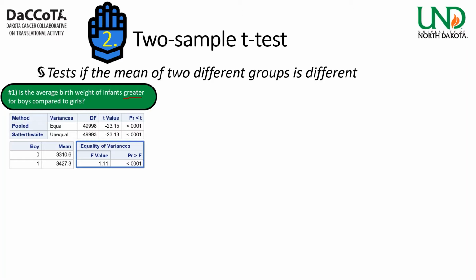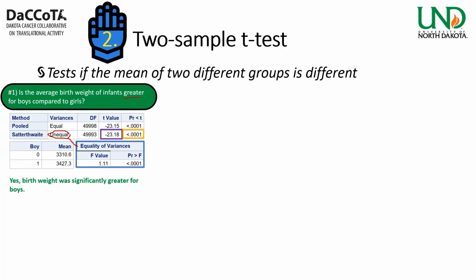So first we have these equality of variances. Now, because this is significant, we're going to use this Satterthwaite method, which is for unequal variances. So if this test for equality of variance is significant, it means they're unequal, so we have to use this test. It doesn't really make too much of a difference here, but it might. And we see that this is significant. And yeah, it looks like birth weight was significantly greater for boys.